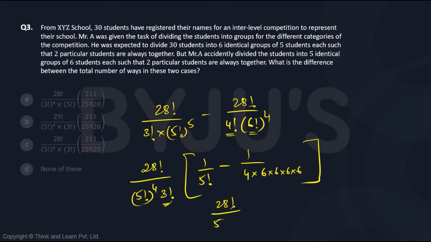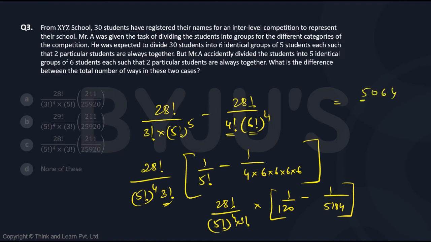So 28 factorial by 5 factorial power 4 into 3 factorial into 1 by 5 factorial, that is 120, minus 1 by 36 into 36 into 4. You might have to use the on-screen calculator for this. So this will be 5184, and you don't have to take the LCM, just do the multiplication directly, minus 120. So this will be 5064 by 5184 into 120.